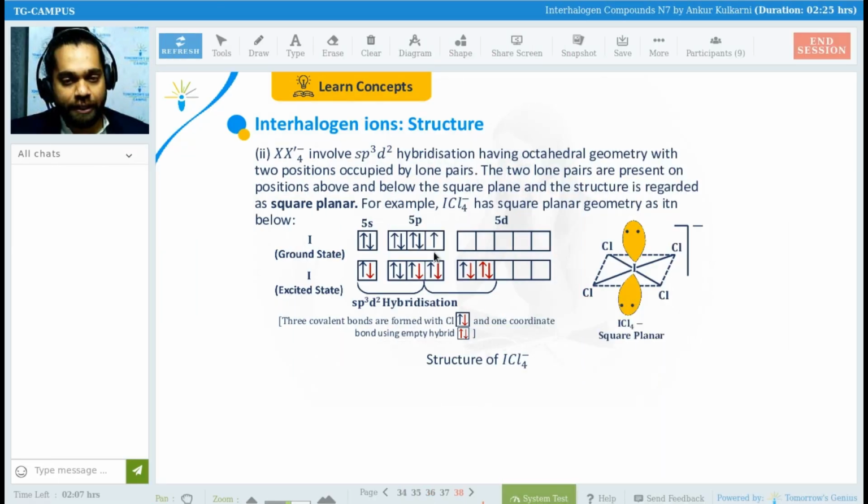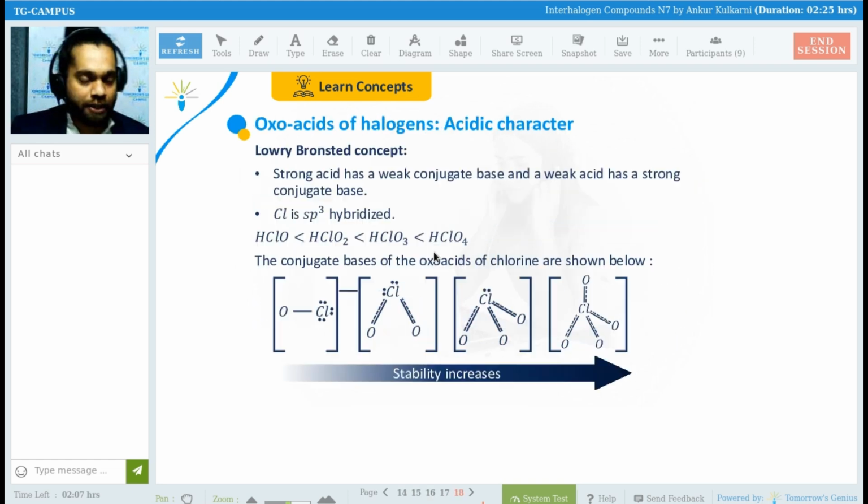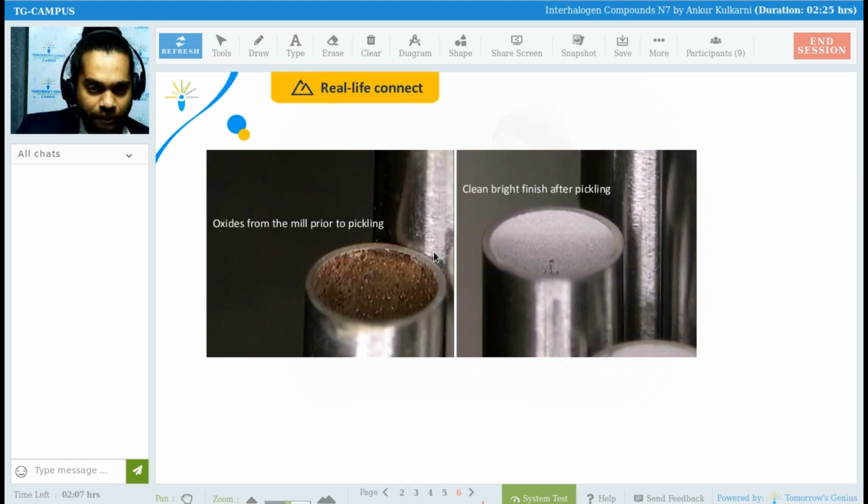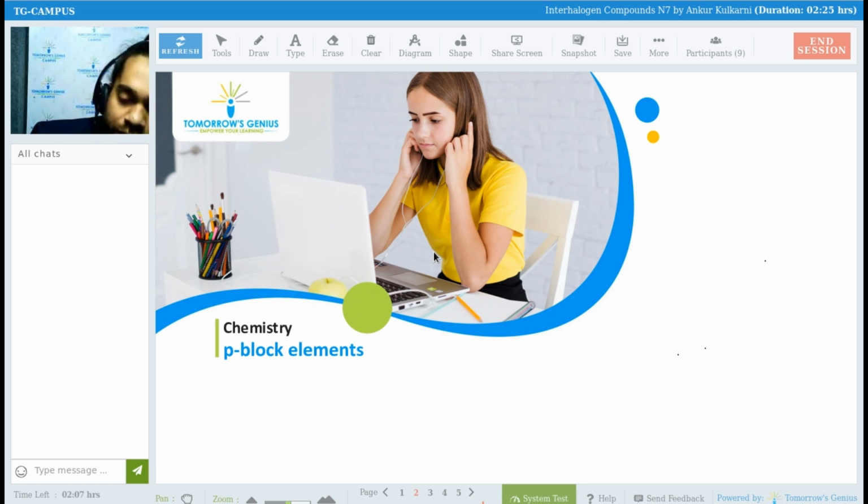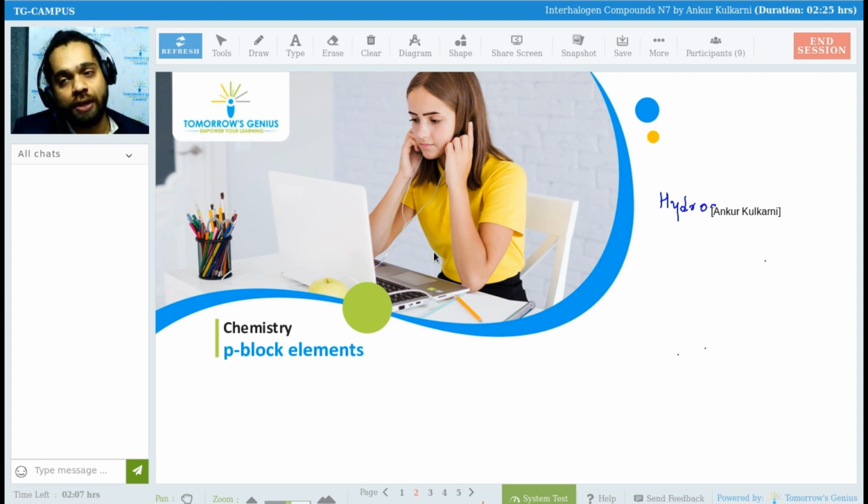Chalo, let us start with all our interhalogen compounds. We completed chlorine in the last lecture. Next, today we are going to start with hydrochloric acid. Okay, hydrochloric acid, or tell me one thing, hydrogen chloride. If I say hydrogen chloride, okay, hydrogen chloride.